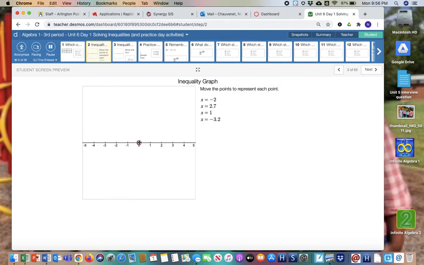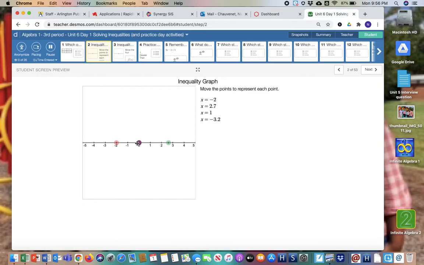So here we see our points written in 0, and we want to move them to represent each of these points. The first point says x is -2, so we're going to drag this over to where we get it right on top of the -2. Then we have 2.7. Again, we're not being totally exact here, just a general idea. That should be between 2 and 3, but a little closer to 3, so somewhere in there.